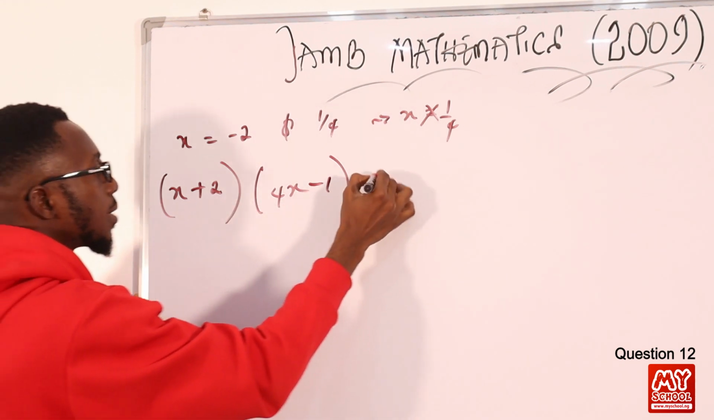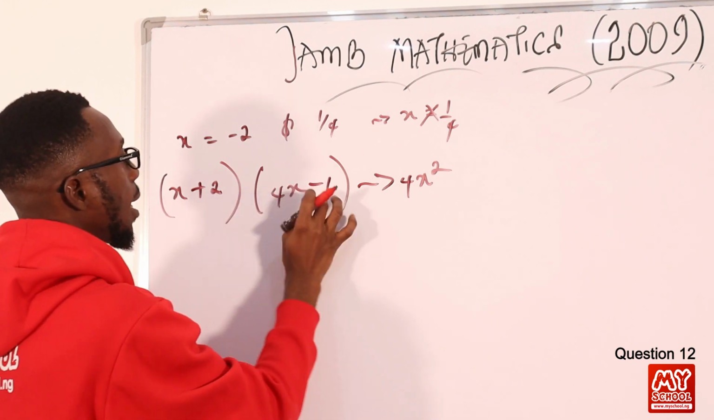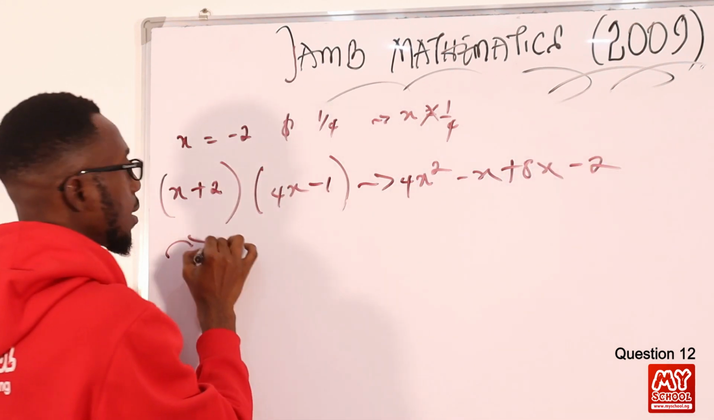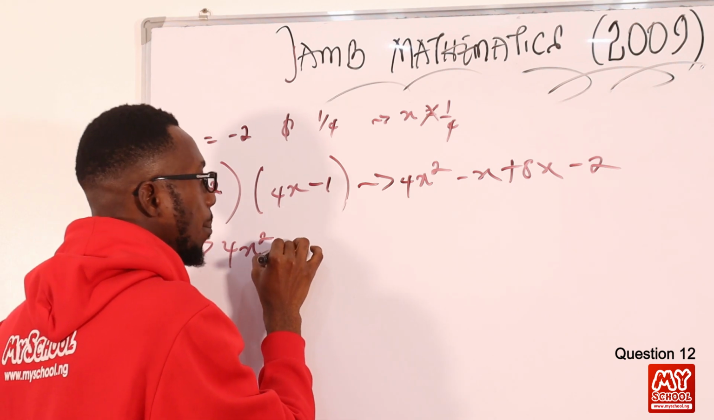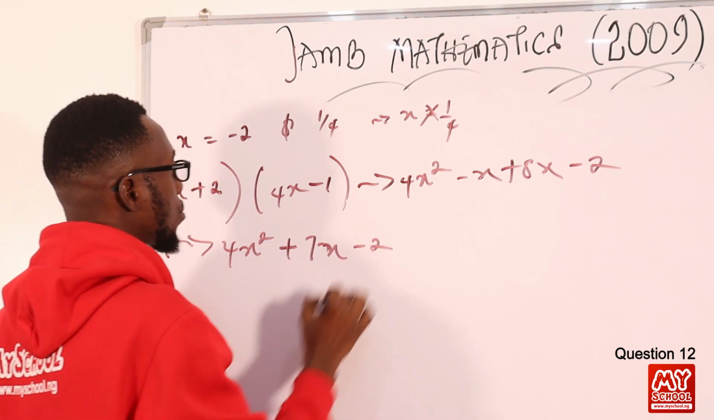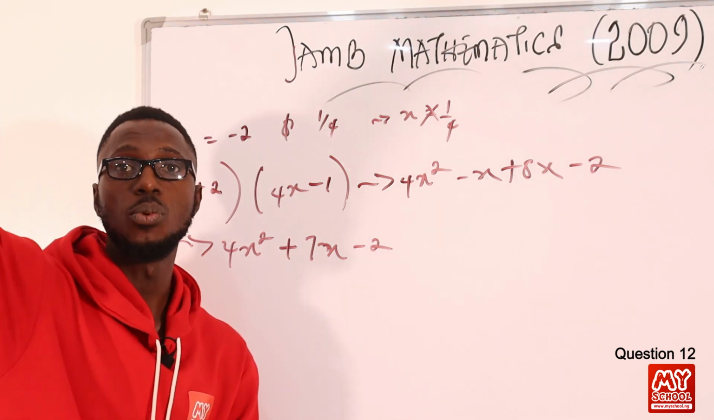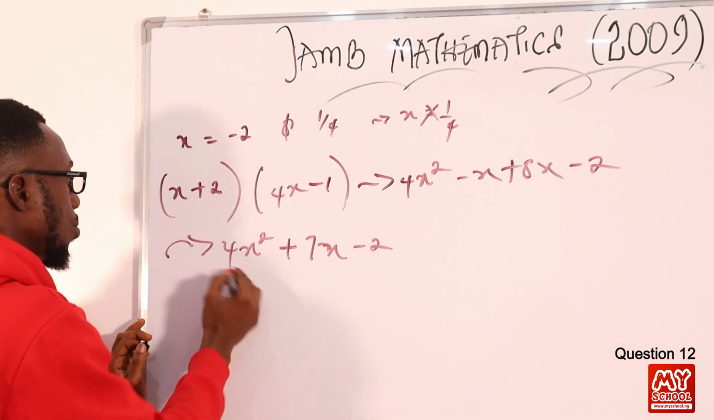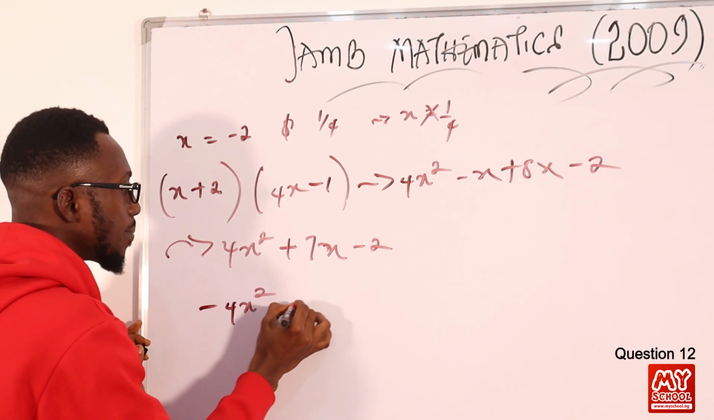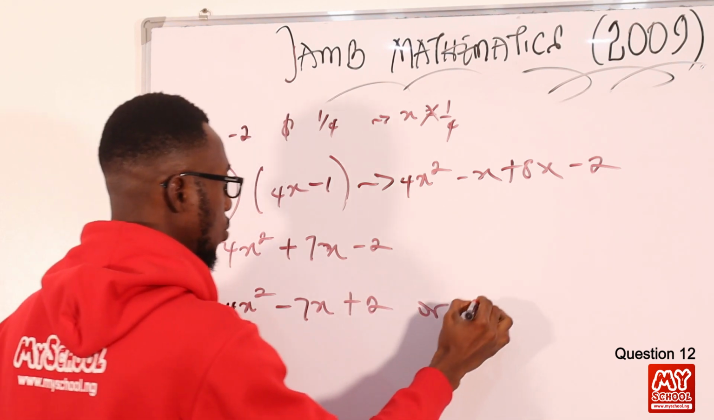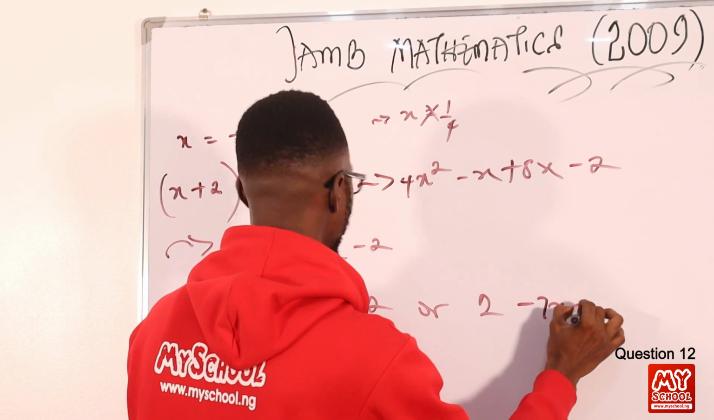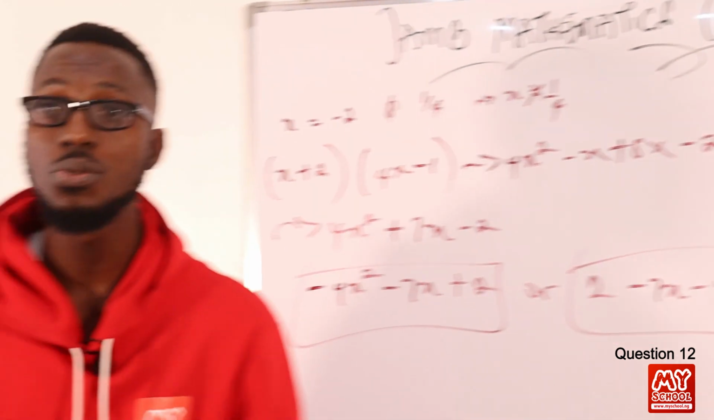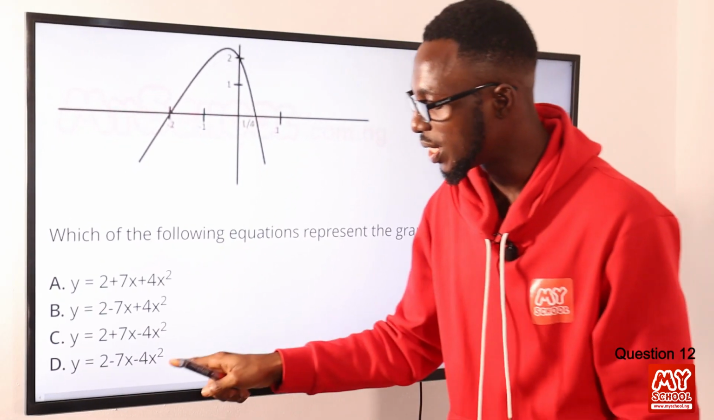So I have this. If I expand, I have 4x squared, then minus x, then plus 8x, then minus 2. So basically, I have 4x squared plus 7x minus 2. If you take note of the expression on the graph, you can see the y-intercept is reflecting on the positive side. So if I'm going to do that, just like switching sides, it's going to be minus 4x squared minus 7x plus 2. Or you can put it this way: 2, since 2 is positive, minus 7x minus 4x squared. Whichever one we want to work with, we are very good. So let's see if we have this: 2 minus 7x minus 4x squared. I can find that in option D, so option D is the right option.